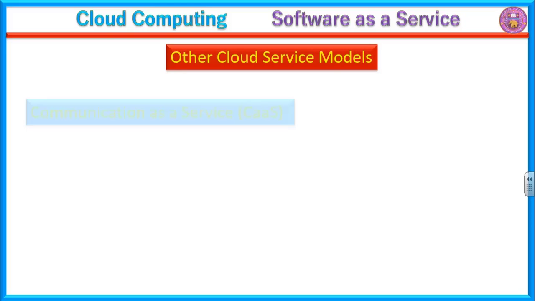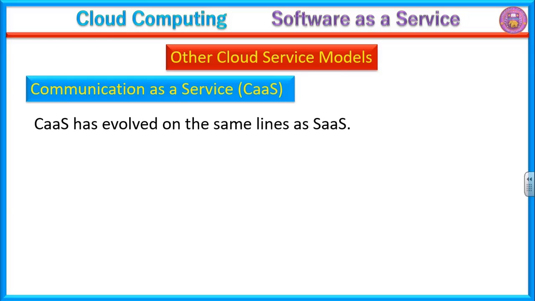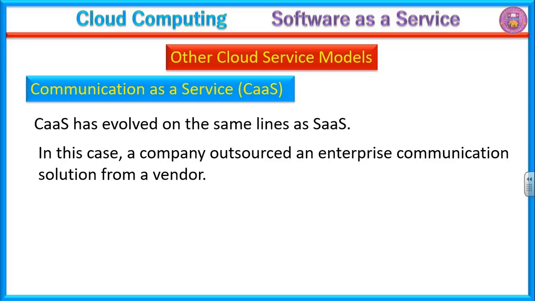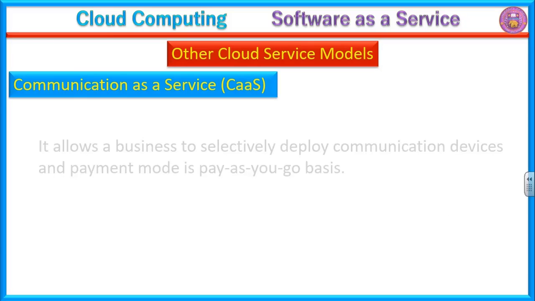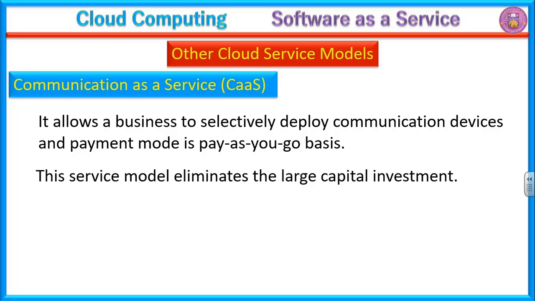There are other cloud service models, that is communication as a service, CaaS. CaaS has evolved on the same lines as software as a service. In this case, a company outsources an enterprise communication solution from a vendor. The CaaS vendor is responsible for all hardware and software management and guarantees quality of service, that is QoS. It allows a business to selectively deploy communication devices and the payment mode is pay-as-you-go basis. This service model eliminates the large capital investment required for the communication devices.